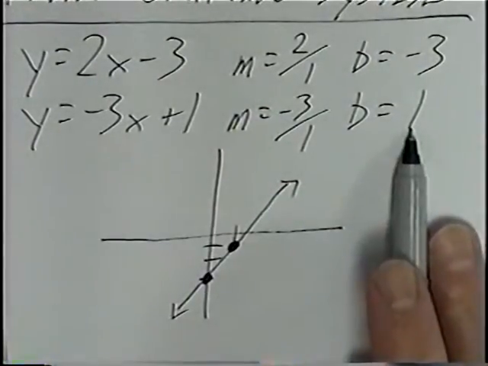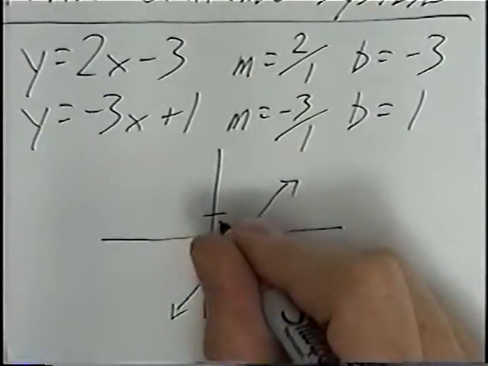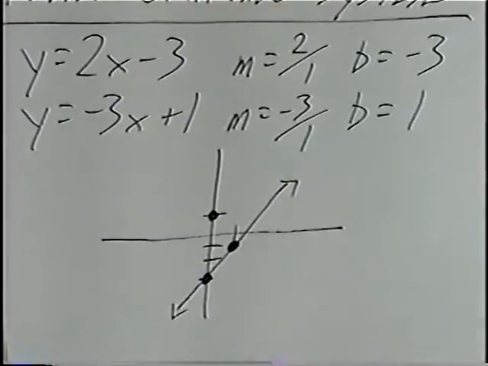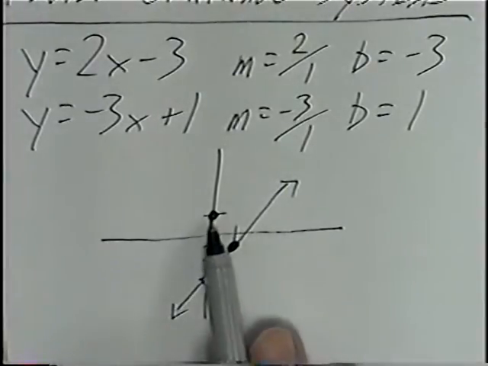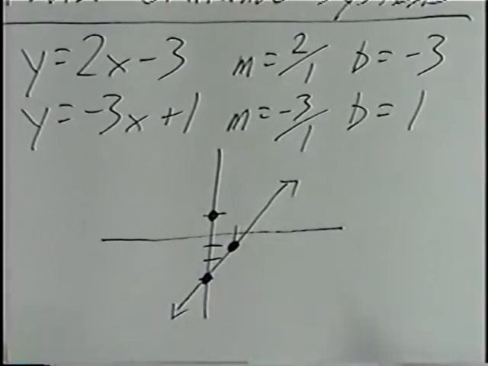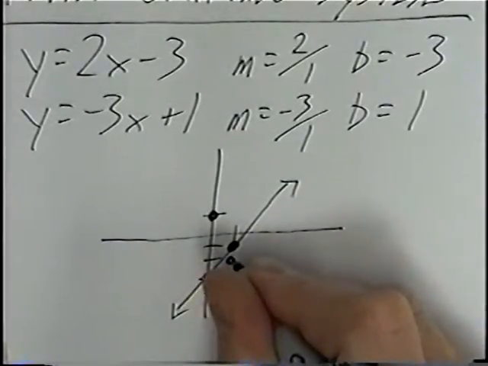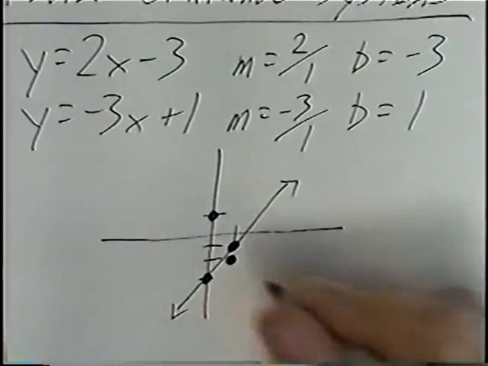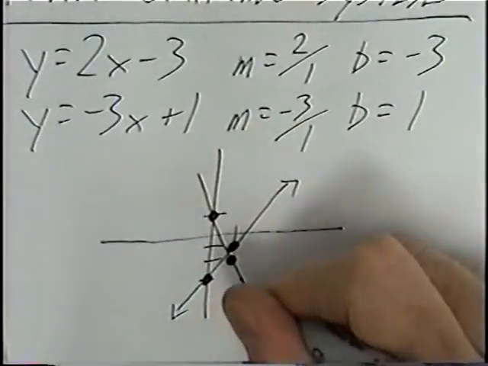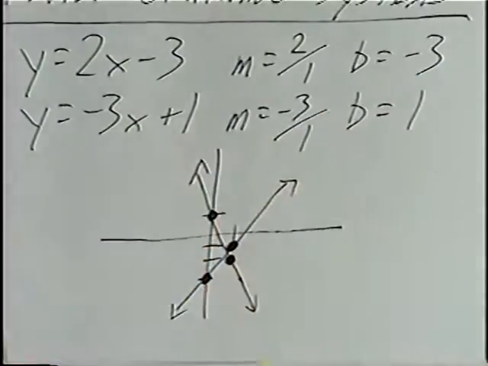Second equation, b equals 1, where the y-intercept is 1. The slope is negative 3 over 1. So from the y-intercept, we'll go down 3 spots and to the right 1 spot, which will be just underneath of our other point. Taking those 2 points, we can connect them to get the graph for both equations.